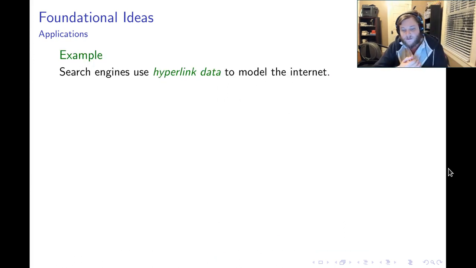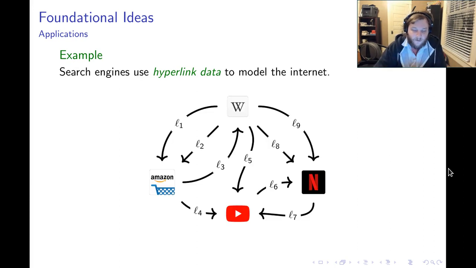Search engines can be modeled this way. Search engines use hyperlink data to model the internet. Here I have the logos of 4 famous websites. And then I have arrows pointing between all these various websites. Maybe in this model, the idea is that each arrow in this directed graph represents a link from one website to another. So in this digraph, maybe Wikipedia has a link labeled L1 from Wikipedia to Amazon.